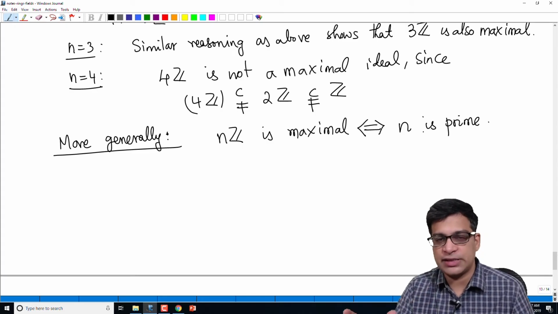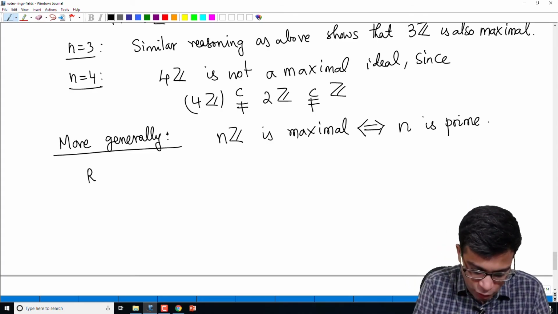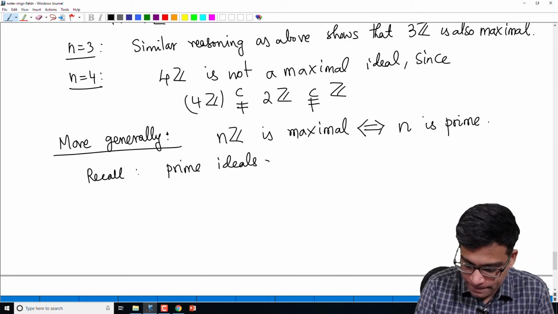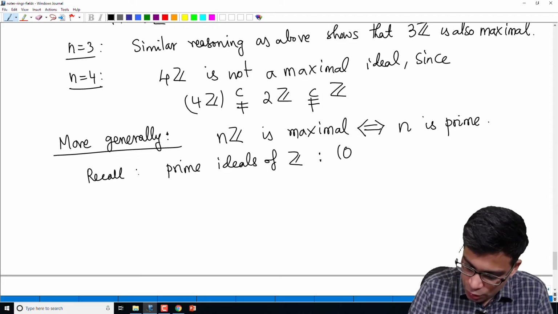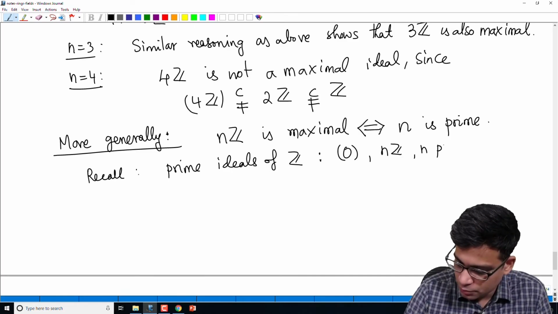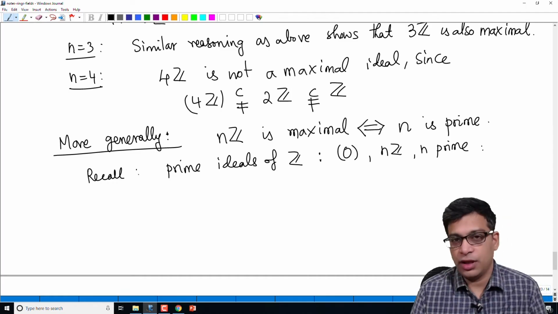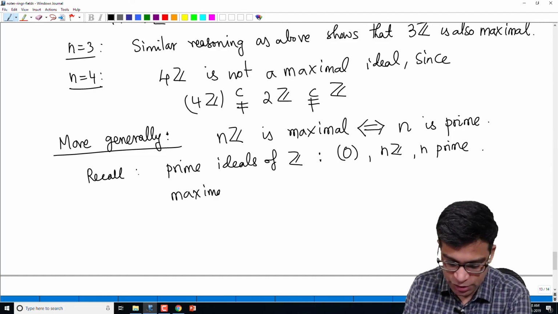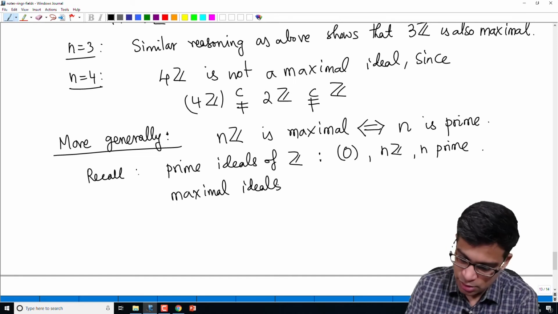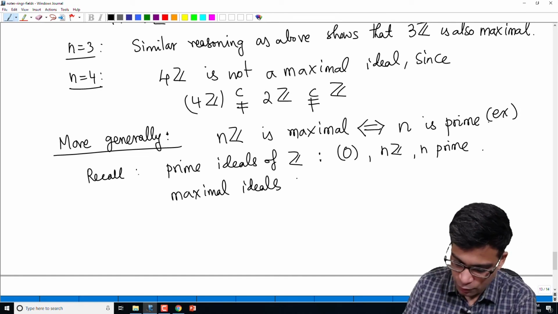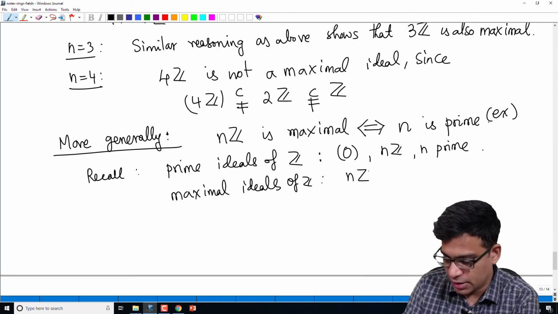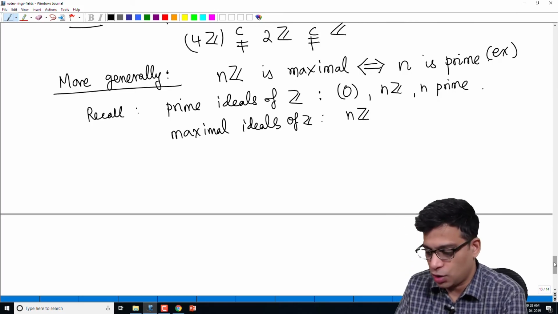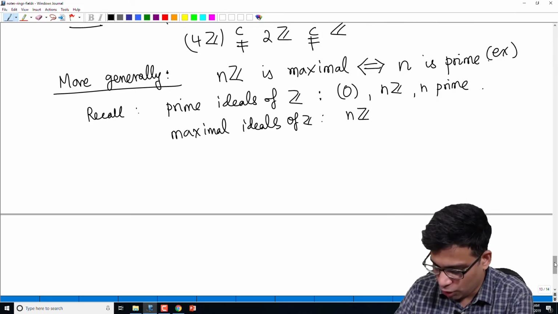So if you compare prime ideals and maximal ideals in Z, recall prime ideals of Z are 0 and nZ where n is prime, right? There was this additional prime ideal. 0 is a prime ideal of Z. What are maximal ideals of Z, which we just computed by this exercise? So this is an exercise for you. What are maximal ideals of Z? These are just nZ. So every maximal ideal is in fact a prime ideal, but there is a prime ideal that's not a maximal ideal. And so that is not an accident.